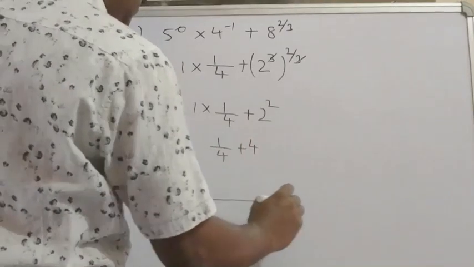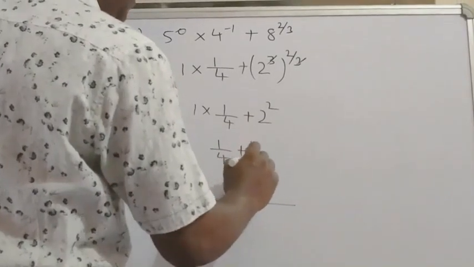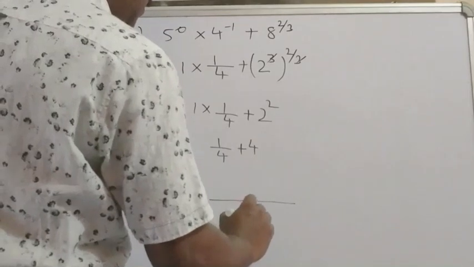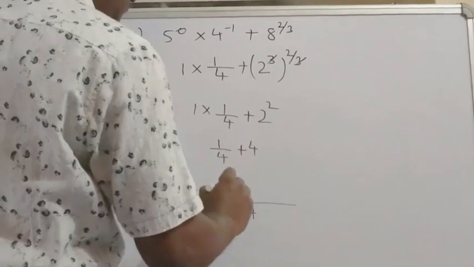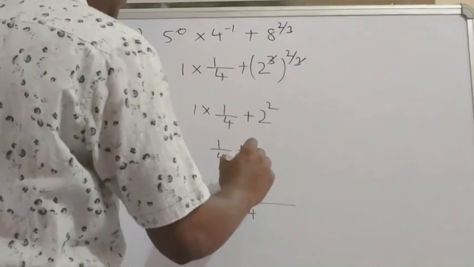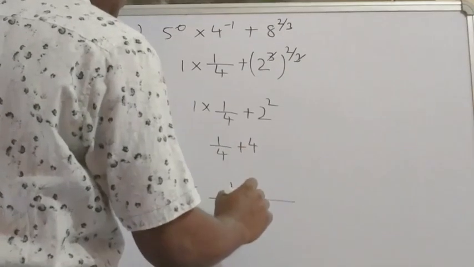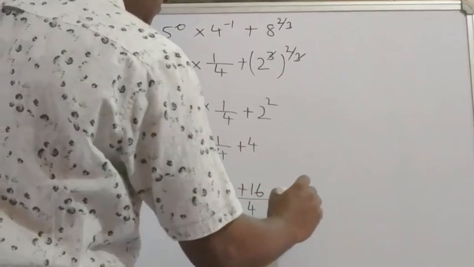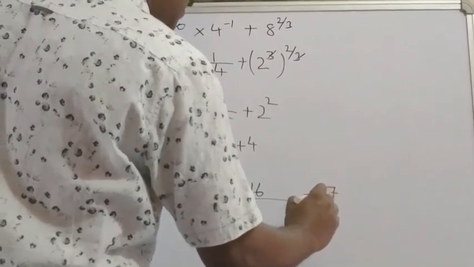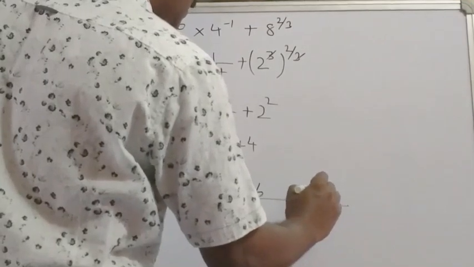So the LCM is here. 4 in the denominator, and nothing is there for the other term. So the LCM is 4. 4 divided by 4 is 1. 1 into 1 is 1. Plus, here there is no denominator, so directly multiply by the LCM. 4 into 4 is 16. So it becomes 17 by 4. Understood?